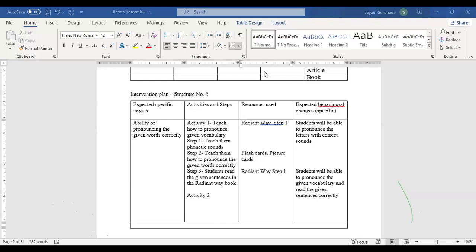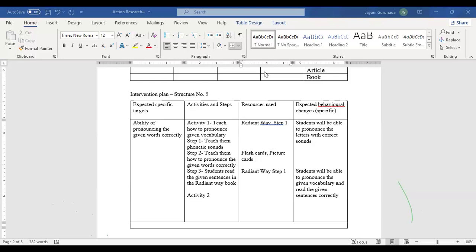Resources used: sentence cards, textbooks, paper cuttings, magazines. Expected behavior changes: students will be able to write correctly. They will learn correct letter formation and will have legible handwriting.